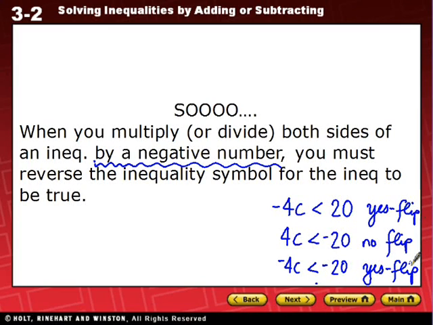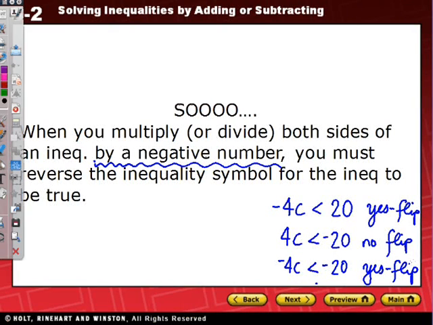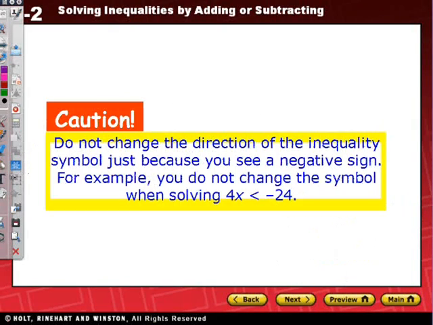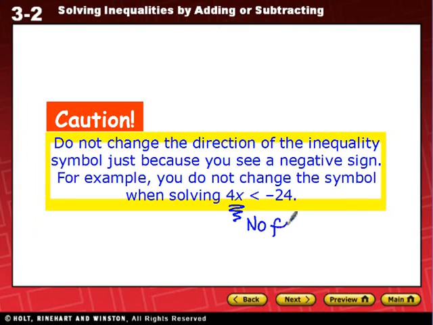So let's try a couple where we have some negatives involved, and these will be the last couple examples that you write down before we're done. Here's another reminder. Don't change the direction of the inequality symbol just because you see a negative sign. Only when the number you divide by is negative. So in this case, no flipping. Don't have to write anything down from here. Just another reminder.